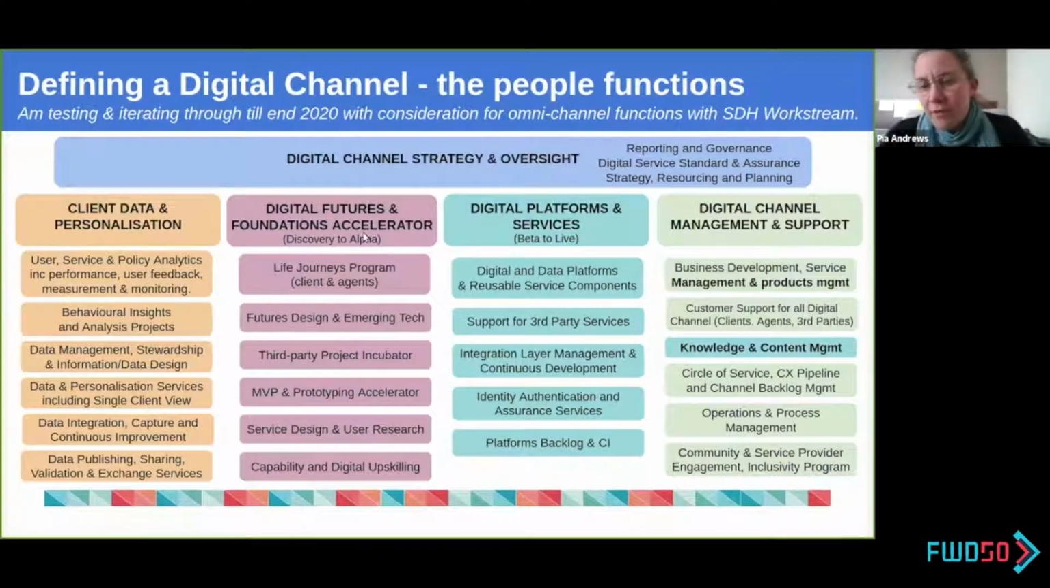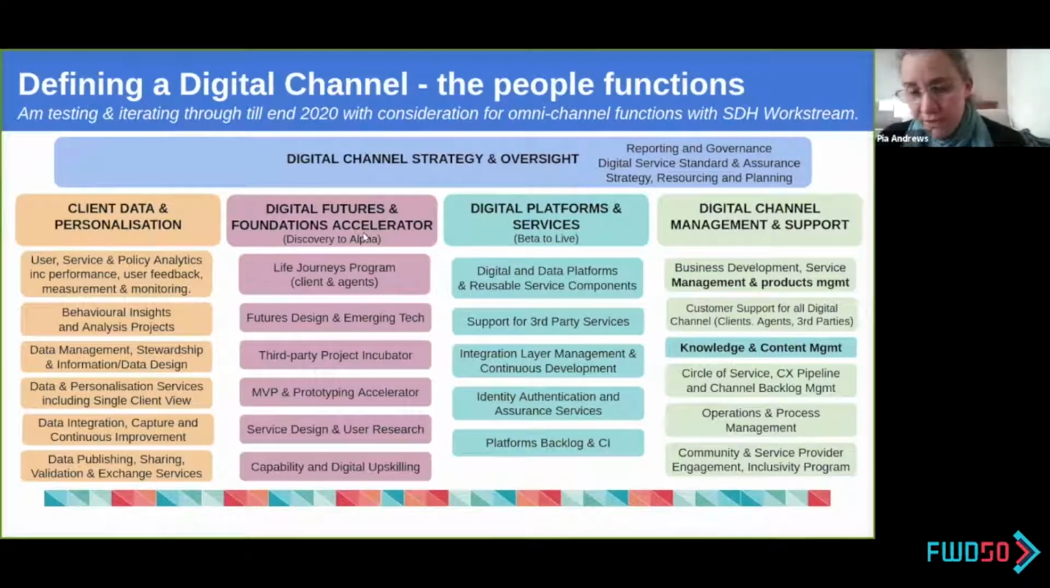So a key part of our model, on the right-hand side there, is the circle of service, which is a mechanism for continuously bringing in user feedback, whether it's agents, clients, or citizens, whether it's insights coming from data or CX analysis, or opportunities or trends coming through the service analytics. The idea of having a single pipeline for the channel gives us the ability to have single channel backlog management and to continuously prioritize what will actually improve the service quality for people.